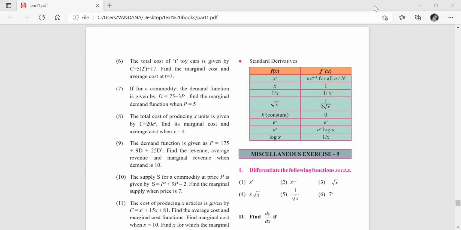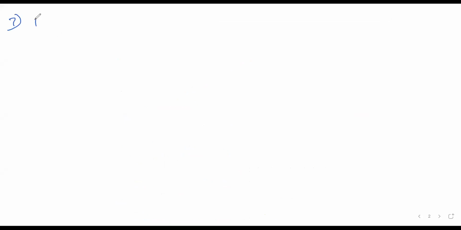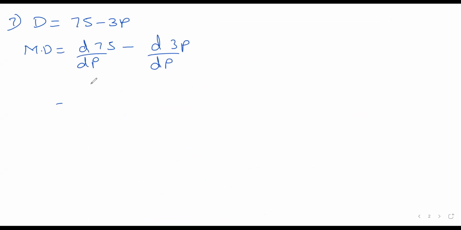If for a commodity demand function is given by D equals 75 minus 3p, find the marginal demand function when p is 5. So what is the demand function? D equals 75 minus 3p. So marginal demand function is d/dp of 75. And marginal demand means first order derivative of demand, minus d/dp of 3p. This is 0 minus 3 d/dp of p. So this is minus 3.